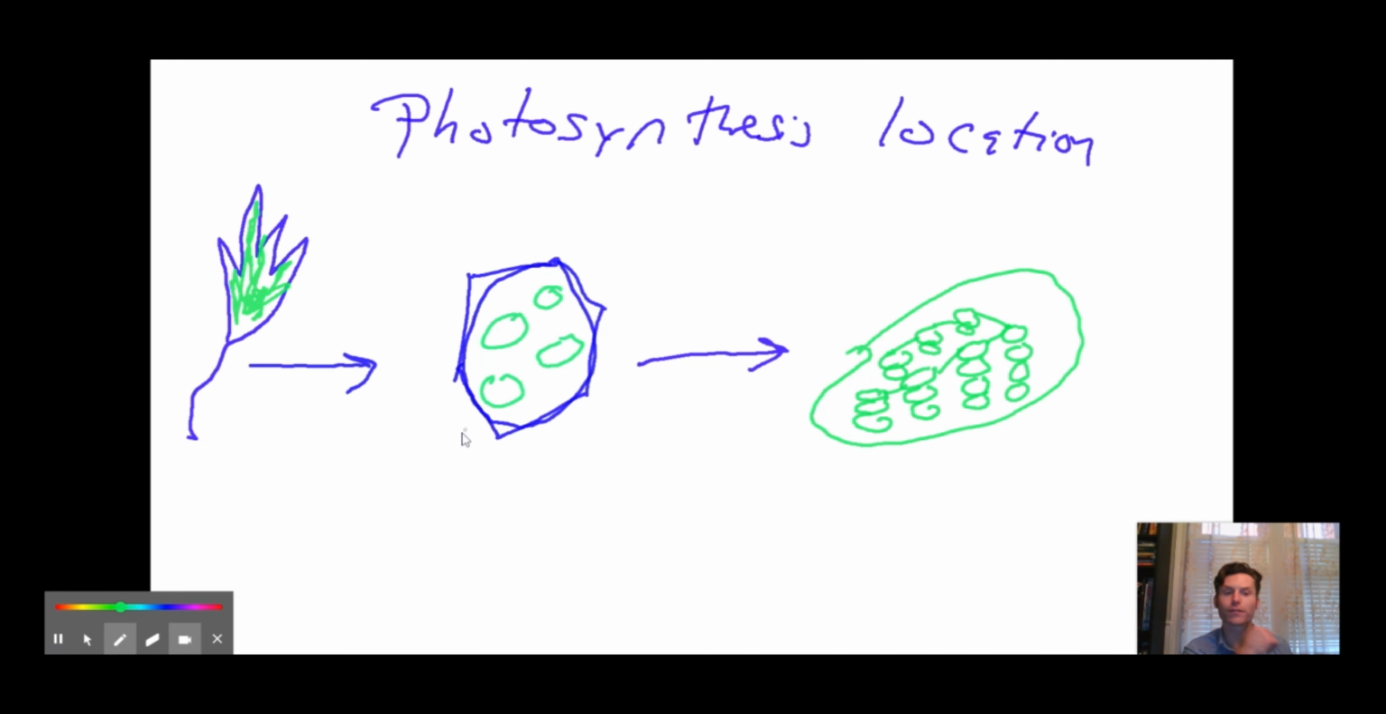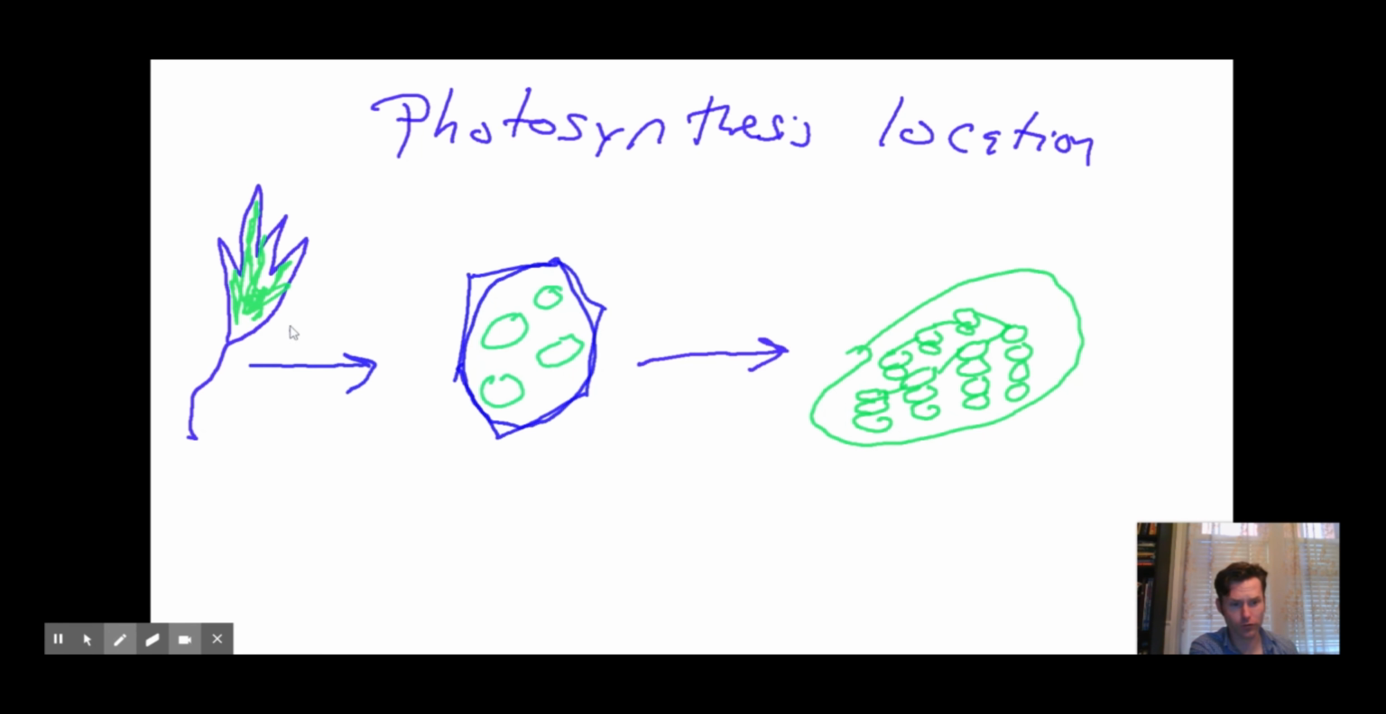Okay, so as far as the locations of these processes go, we have to start at a macro level. We're talking about photosynthetic organisms. Typically, we're talking about plants. We could also be talking about algae. We could even be talking about photosynthetic bacteria, but for bacteria, this storyline would be a little bit different. So this is looking only at eukaryotic photosynthetic organisms.